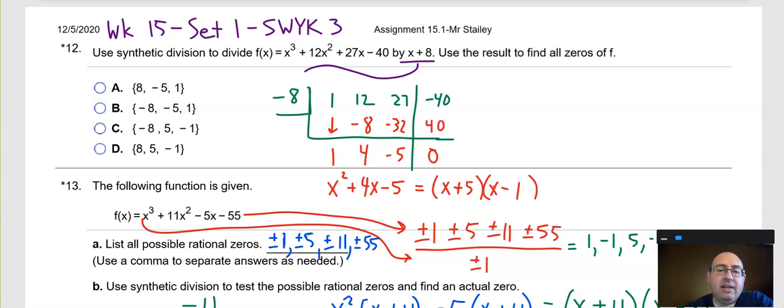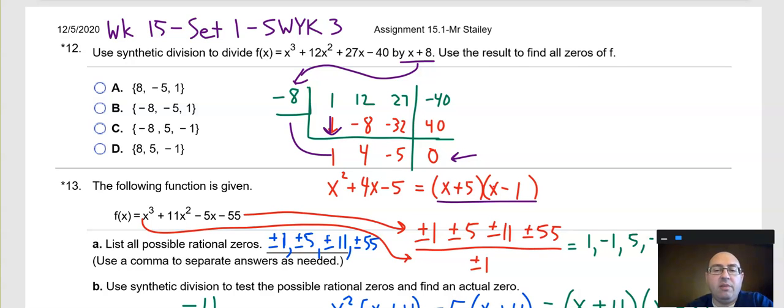So x plus 8 gives me an x value, or a 0, of negative 8, right? You set it equal to 0 and solve all that good stuff. And then we go through the process of the synthetic division. We drop down the 1, multiply, add, multiply, add, multiply, add. We get the 0 at the end. Ding, ding, ding. For the remainder, leaving us x squared plus 4x minus 5.